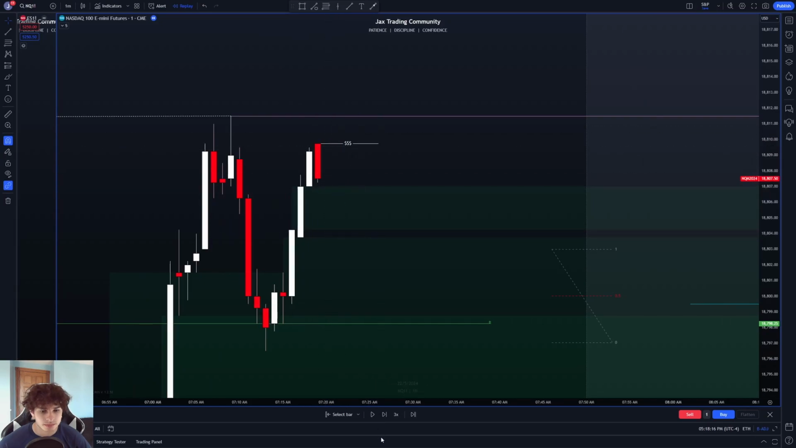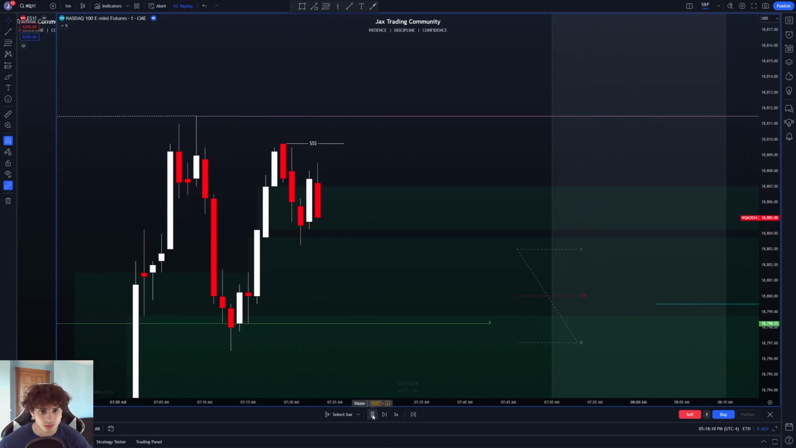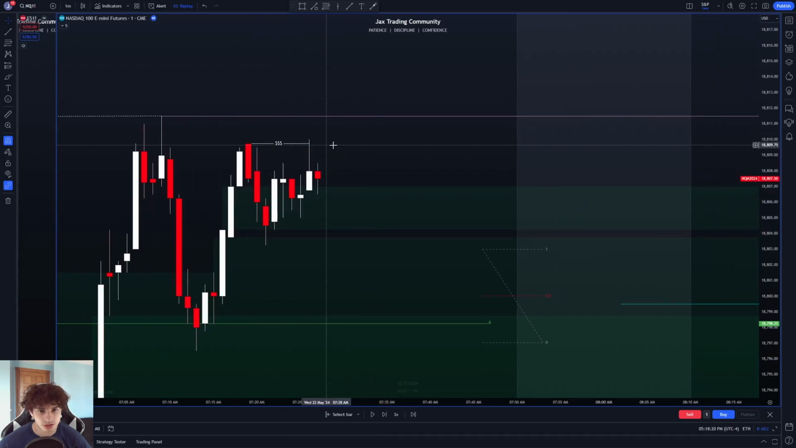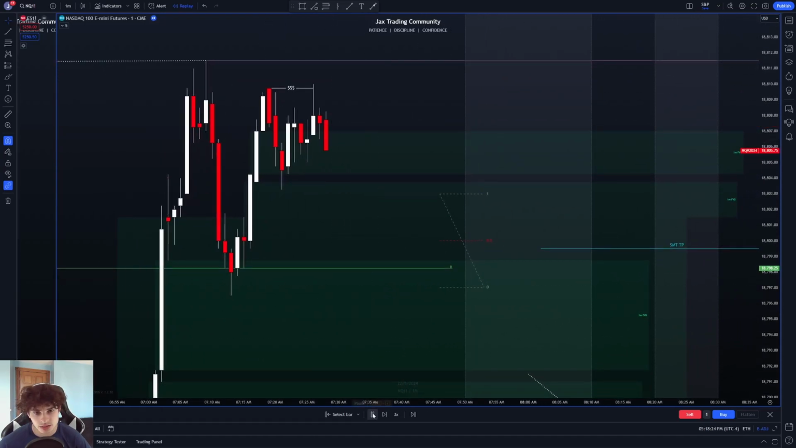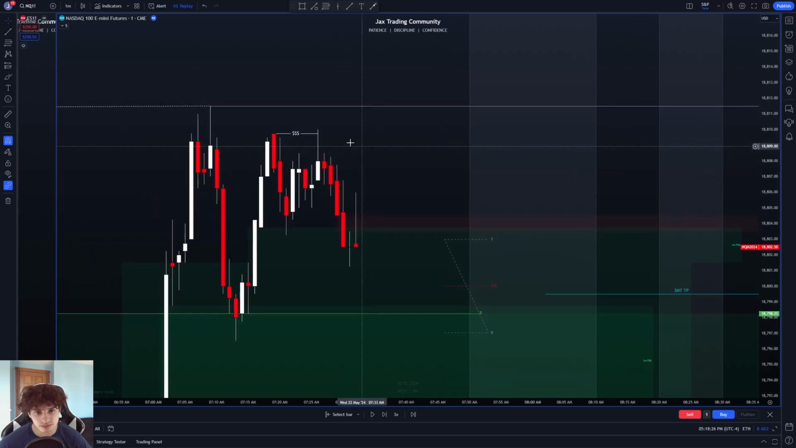So we go up here. We do a pretty big retracement. We come back up. We actually sweep this high. And after this, I expect us to have a massive sell-off.